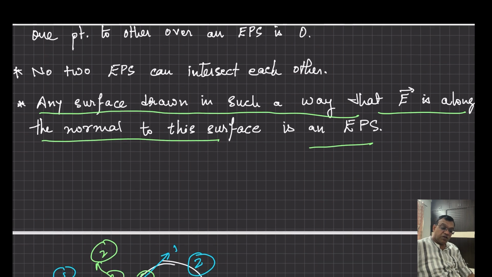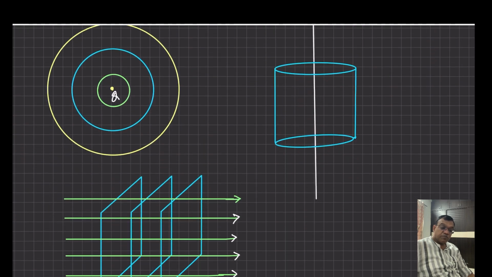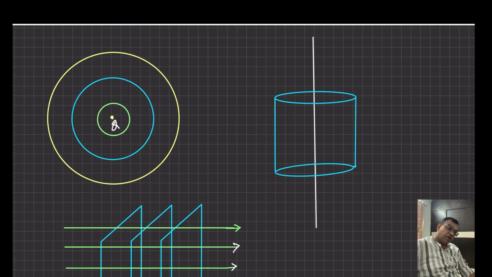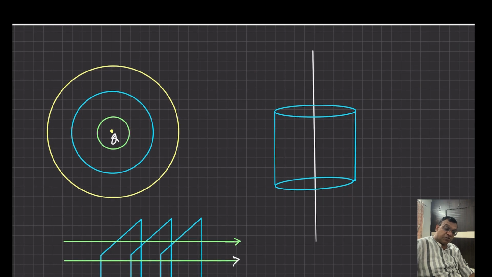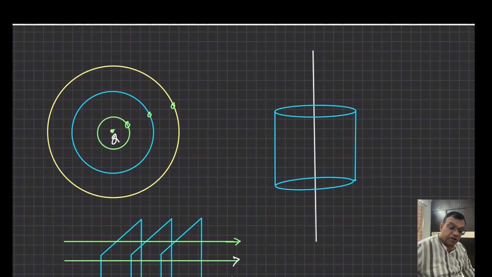Let's see the equipotential surfaces because of some charge distribution. Let us consider one point charge at the center. We have drawn three concentric spherical surfaces, the center of which coincides with the location of the charge. Then if you see here, the electric field will be along the normal, this way.